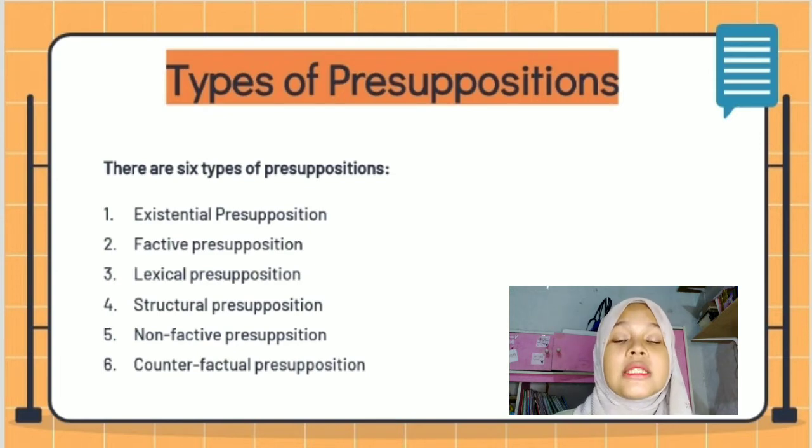presuppositions. The other example is when did he leave? He left. When did you call her? You called her. Why did you buy this car? You bought a car.